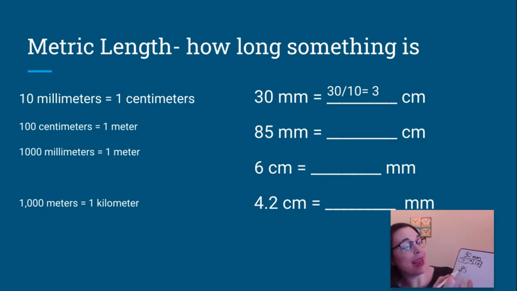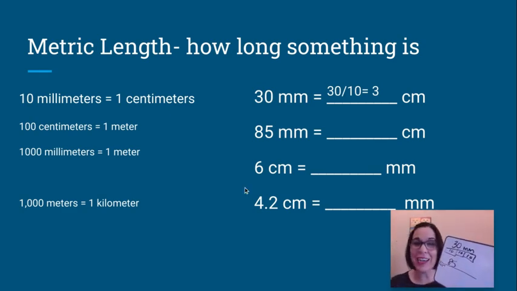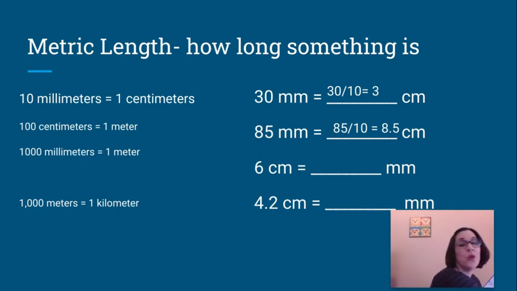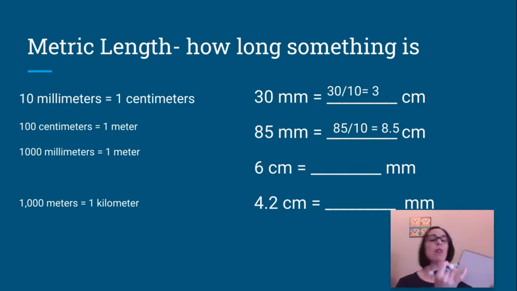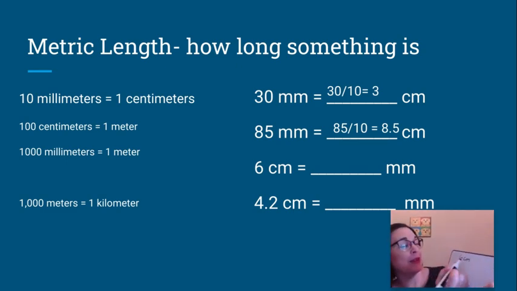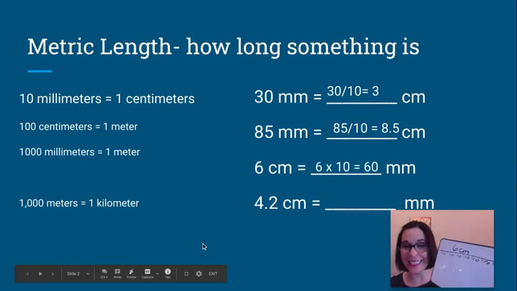This time, something is 85 millimeters long. How many groups of 10 would that be? Again, 85 divided by 10 is 8 and 5/10 centimeters. For the next couple, we're going from centimeters, a larger unit, to millimeters. So I have 6 centimeters. Well, that's 1, 2, 3, 4, 5, 6. Each one is equal to 10 millimeters. 6 groups of 10 equals 60.